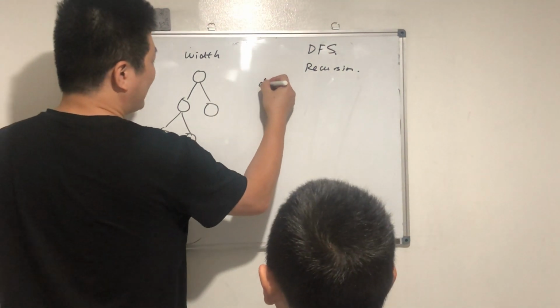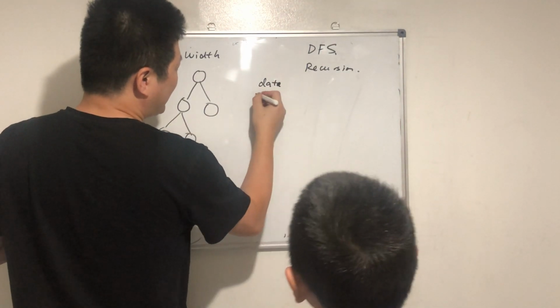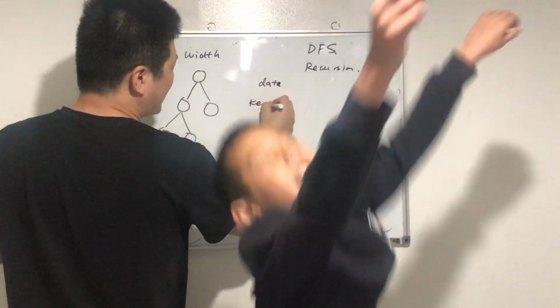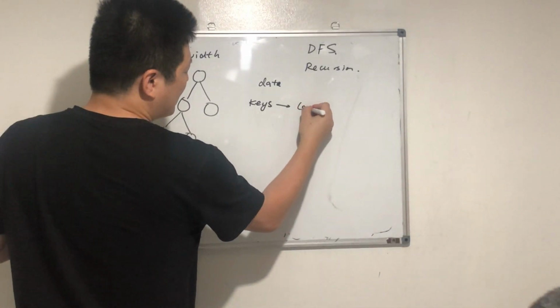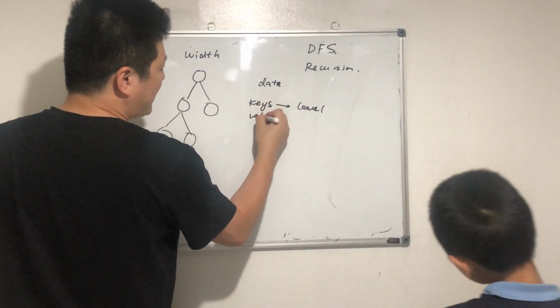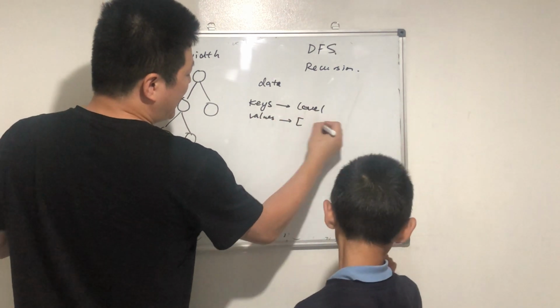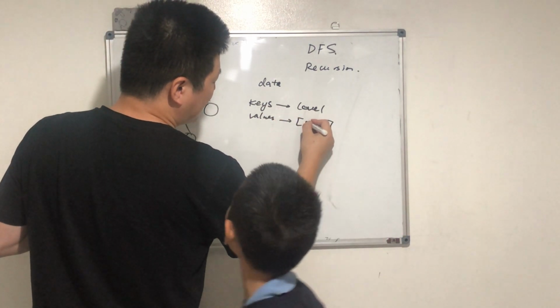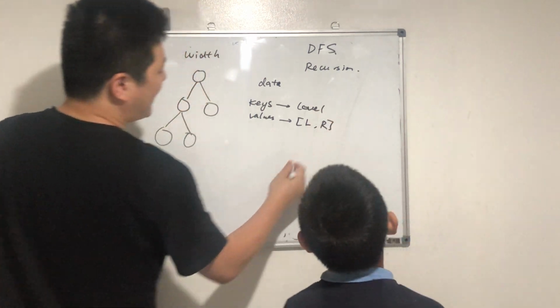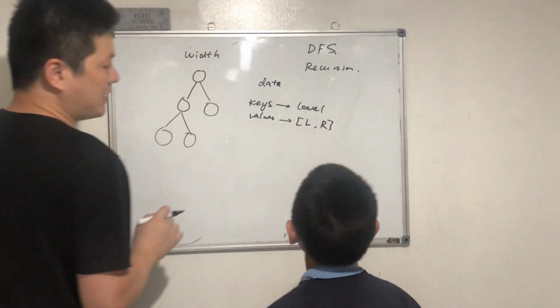So we have a data dictionary. The keys of the data will be level, right? And the values will be a list of 2 values, which has the what? The left and right, okay? And we keep updating these 2 values, alright?